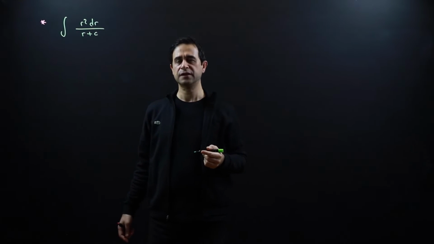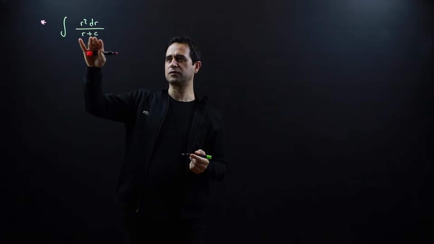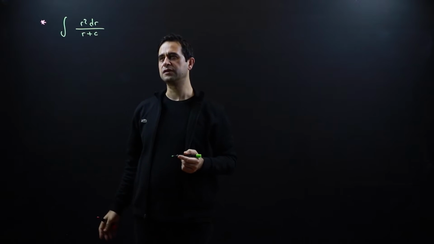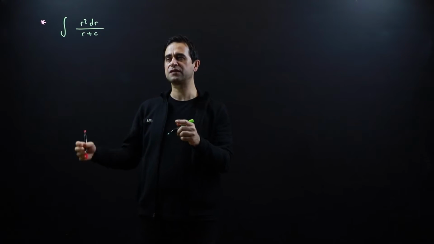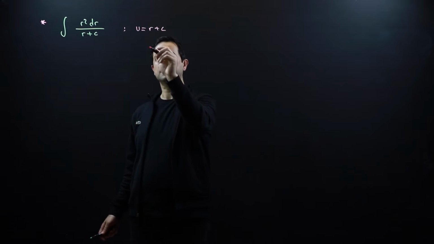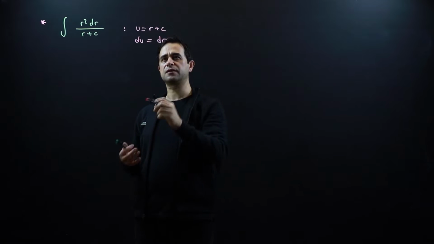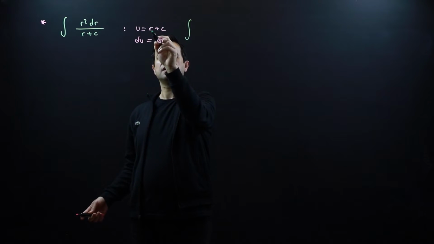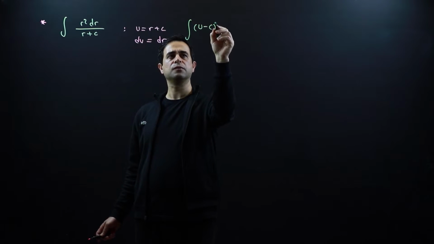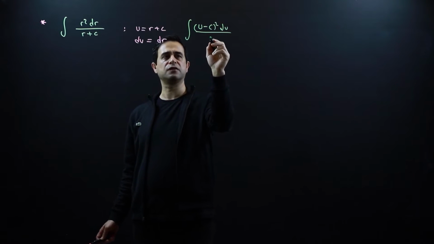Let me first talk about the systematic way of doing that. You don't want r plus c's and things like that in the denominator. What you want instead is actually a polynomial on the top and maybe just an r at the bottom. Let u equal r plus c. You make this change of variable, and hence du is equal to dr. And then rewrite this integral. If u is equal to r plus c, r is equal to u minus c. And this will be u minus c squared, and dr is equal to du. And now instead of r plus c, you just have u.